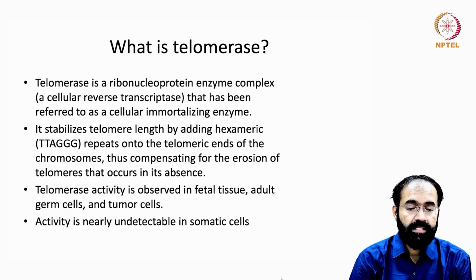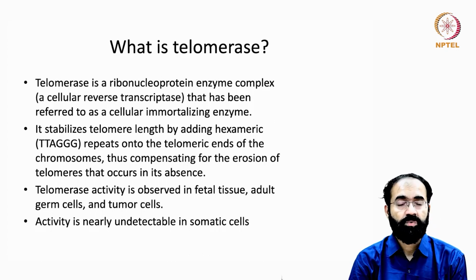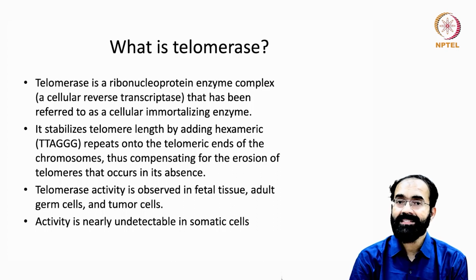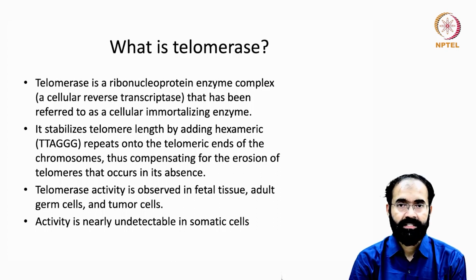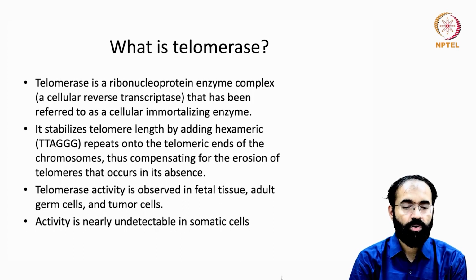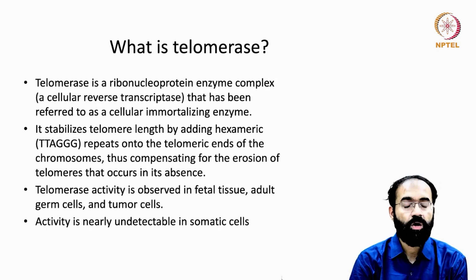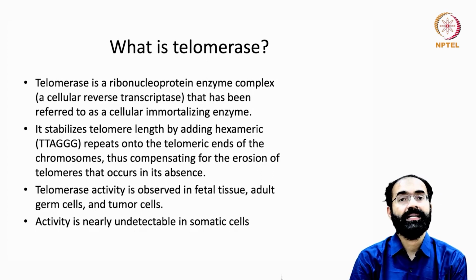And telomerase is also referred to as an immortalizing enzyme. The reason being, if the telomere lengths are not going to be shortened, the cell is kind of immortal. It is not going to die at all, as is the case in cancer. It stabilizes the telomere length by adding hexameric repeats T2AG3 onto the telomeric ends of the chromosomes, thus compensating for the erosion of the telomeres that occurs in its absence.